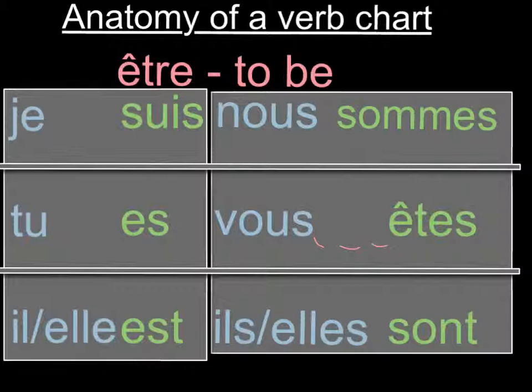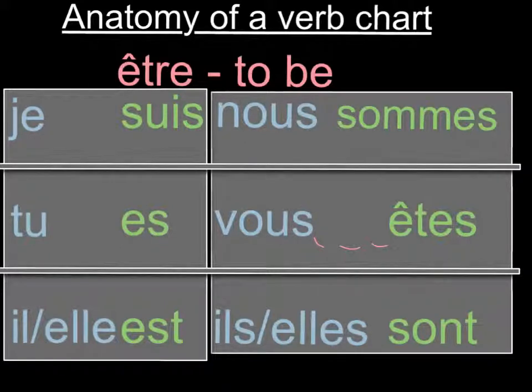Vous êtes. Okay? And then the plurals, they are, ils sont, or elles sont. Okay? Now, this verb chart is laid out in a very specific manner. In the first column, okay, je, tu, il, and elle, these describe people who are just one person.